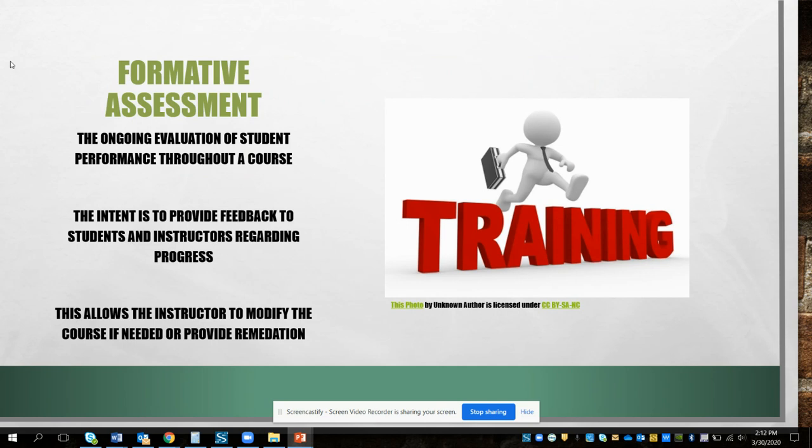So the formative assessment is that ongoing evaluation of a student performance throughout a course. And the intent here, like we said, is to provide feedback to students and instructors regarding their progress. And this allows the instructor to modify the course if needed or provide remediation. So maybe if you give out a homework assignment and you see that the entire class did poorly, not just one or two students, this should let you know that the material was not covered the way that it should be. It wasn't covered effectively.